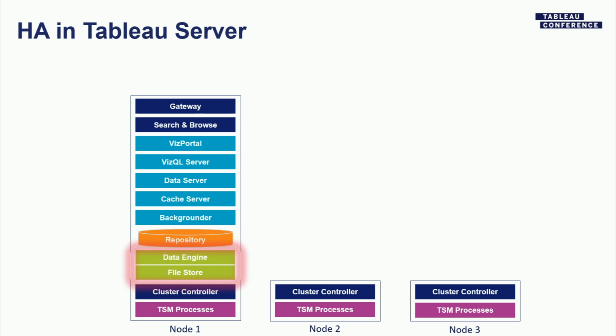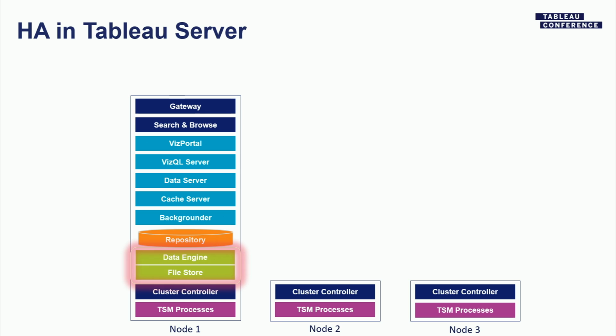So I'll start by looking at Data Engine and File Store. What does Data Engine and File Store do for you? It stores the extract files for any extract-based workbooks in your cluster. So if you lose that Data Engine and File Store pair, none of your users will be able to access their workbooks that rely on extracts.